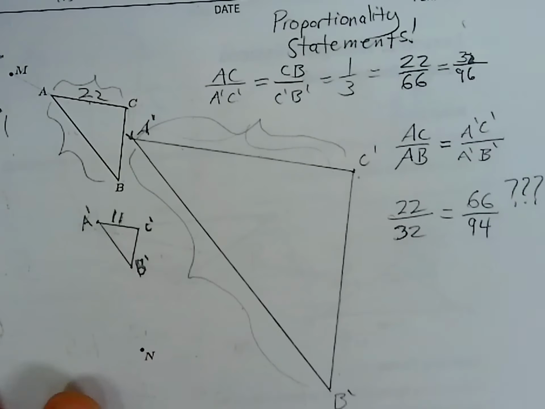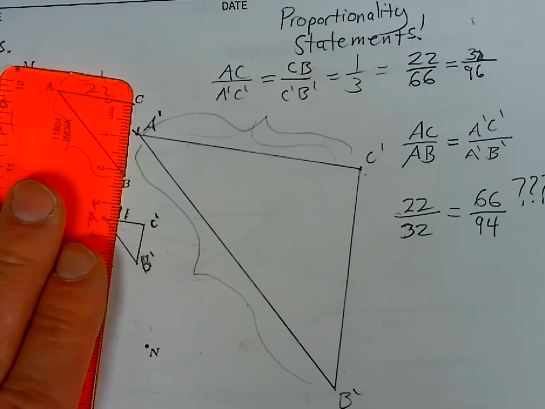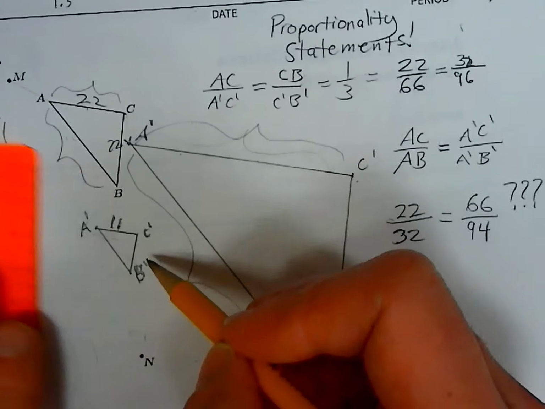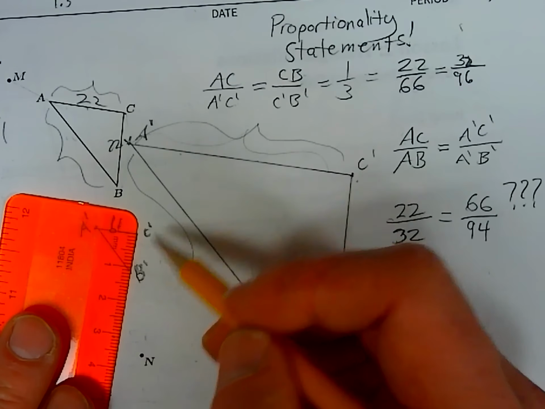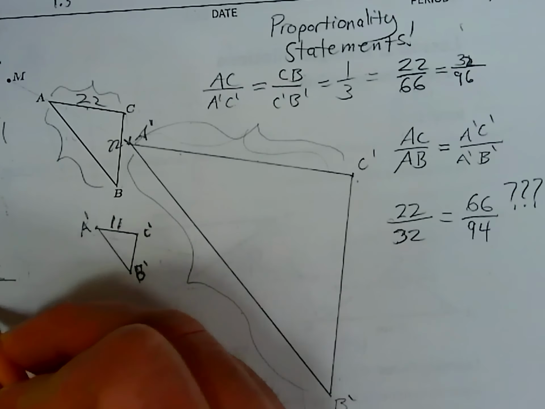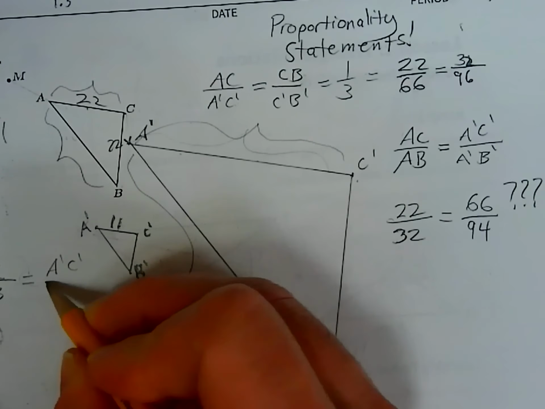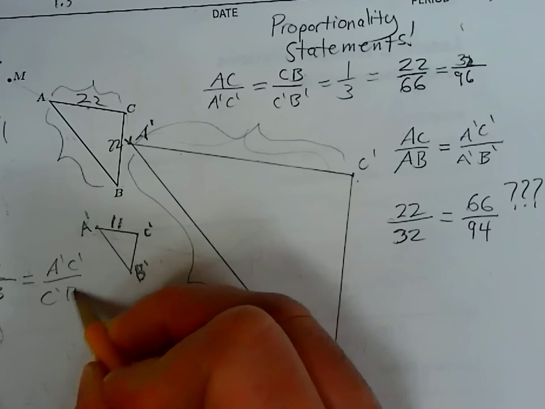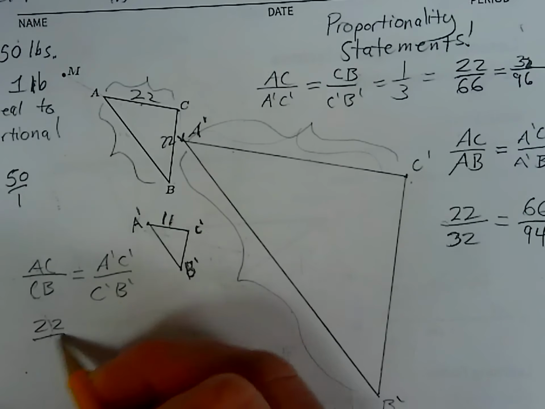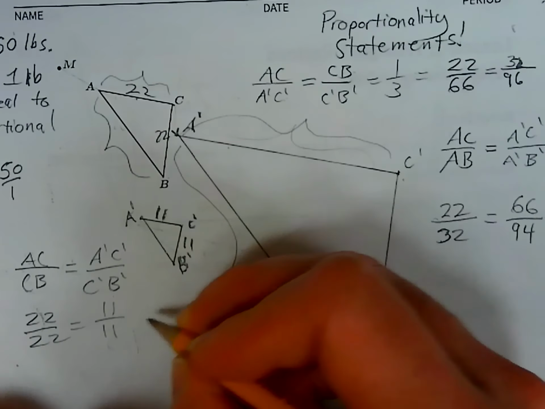Oh yeah, let's do one of these where we compare it not to the other shape, but, oh yeah, these are basically the same, right? So this should basically also be 11. Yay! So now we have AC compared with CB is the same as A prime C prime over C prime B prime. There, it's 22. Oh, I'm not on the screen. 22 divided by 22 equals 11 divided by 11. Those are both equal to 1.